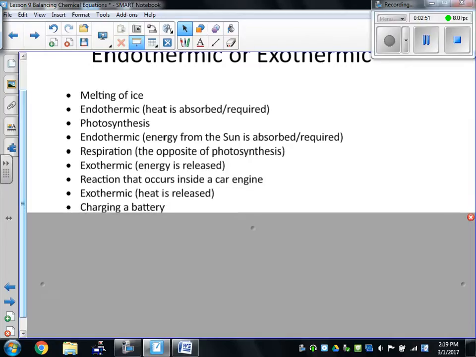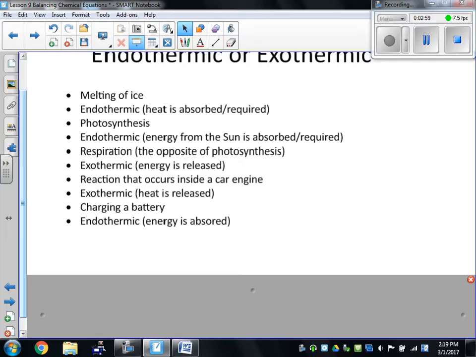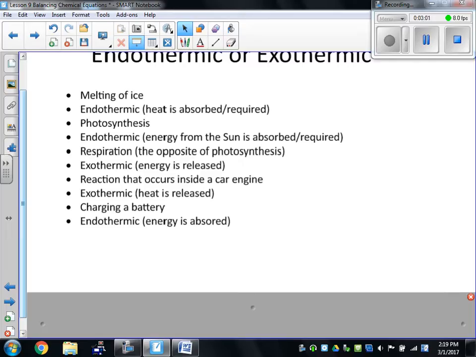Charging a battery takes in energy or releases energy? Charging a battery, probably endothermic, takes in, right? Okay. So those are some examples of endothermic or exothermic, okay? Combustion reactions, which we're going to talk about this year, are exothermic. They give off energy. Sometimes to make compounds, they take in energy, right?